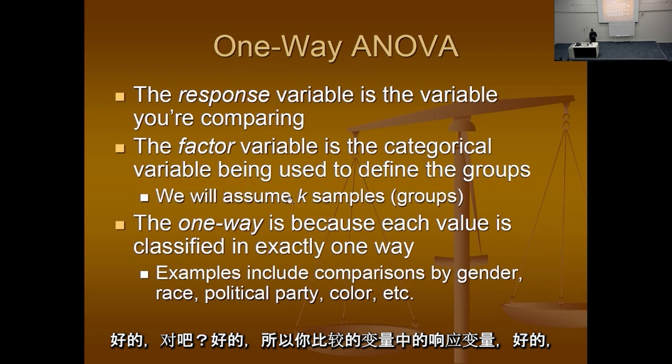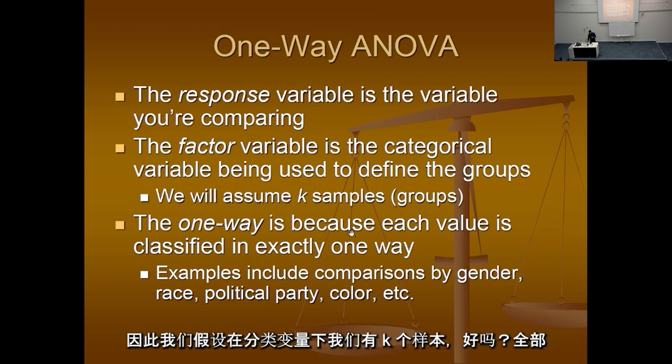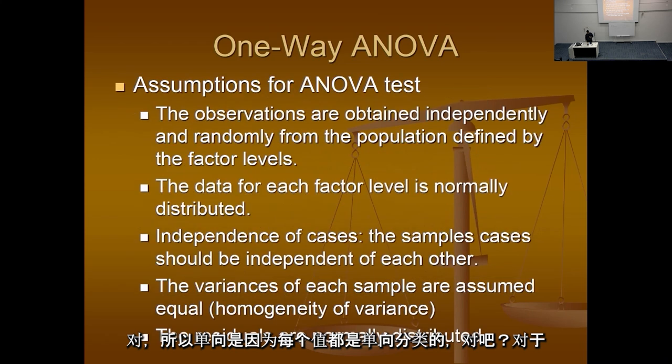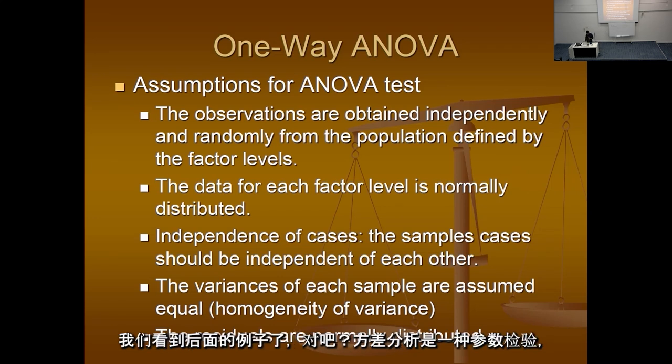So the response variable is the variable you are comparing, and the factor variable is the categorical variable being used to define the groups. We assume that under the categorical variable we have K samples. It is one-way because each value is classified in exactly one way, for example comparison by gender, race, political party, and also colors. We will see an example after this.